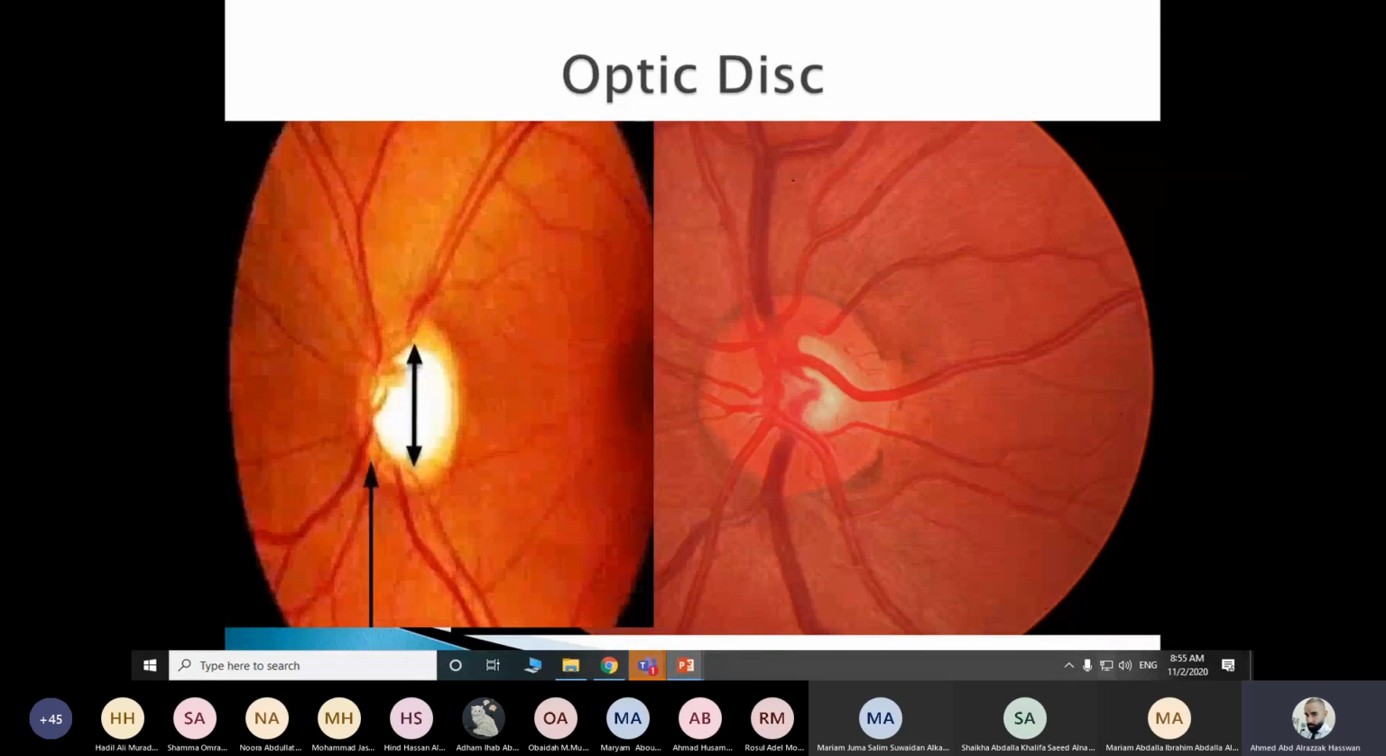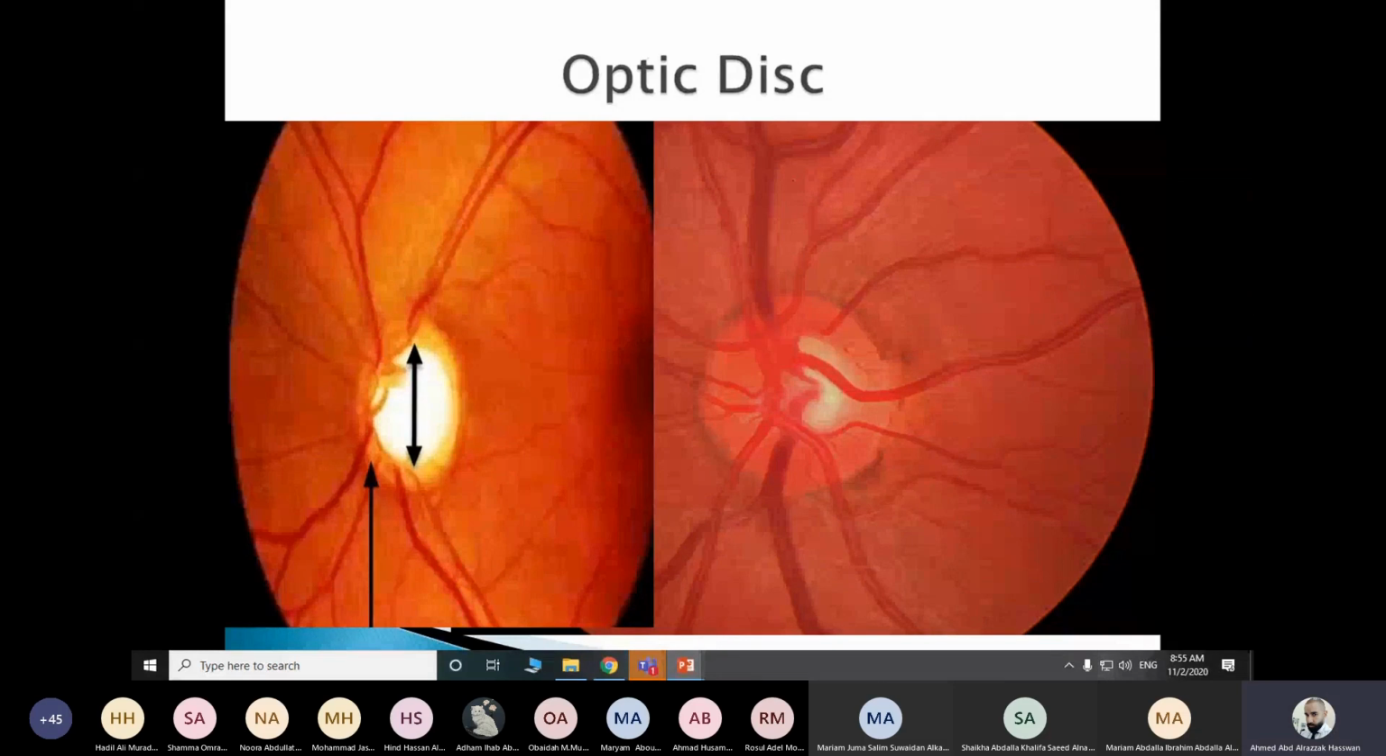What can you say about this, guys? So I think the margins of the optic disc are clear. But what is this in the middle? This is the central cup. Do you think its size is normal? Yes, thank you. This is cupping. So what do you mean by cupping?